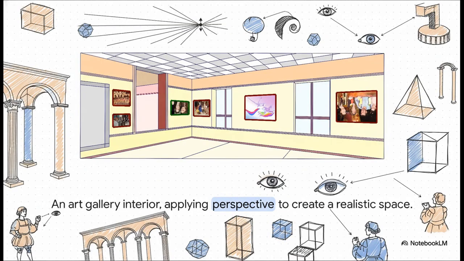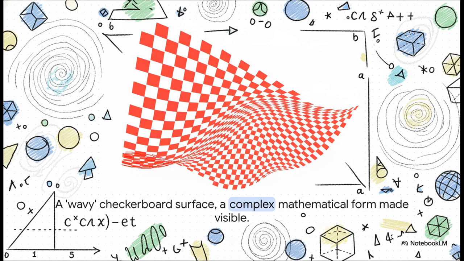We can even use that central projection, the one that works like our eyes, to design an entire room. You can really feel the depth of this gallery, just like in those old Renaissance paintings. But the difference is, now we can actually walk through it digitally. And it's not just for making realistic objects. These tools let us visualize things that are pure math, like this complex, wavy surface. It turns these abstract equations into something tangible, something beautiful you can actually see and understand.